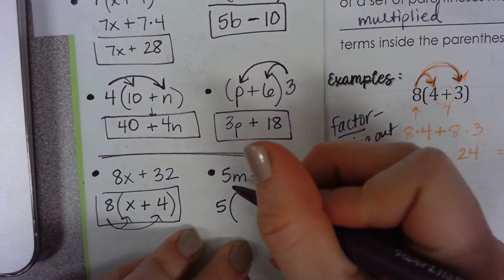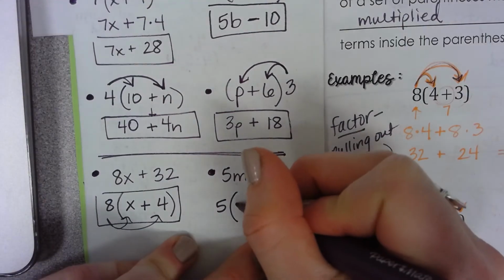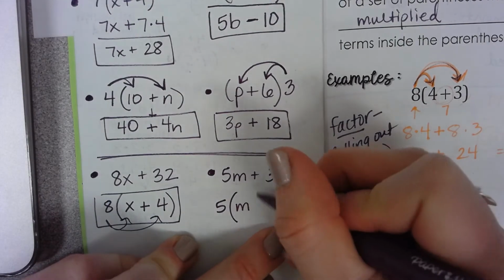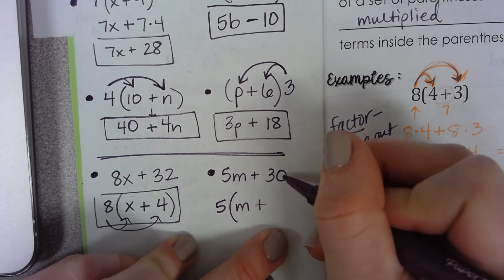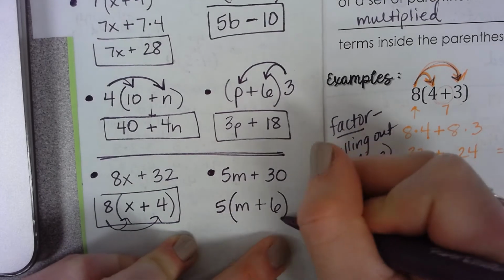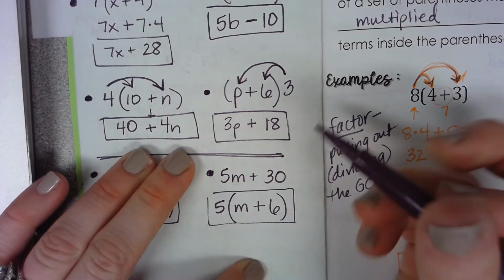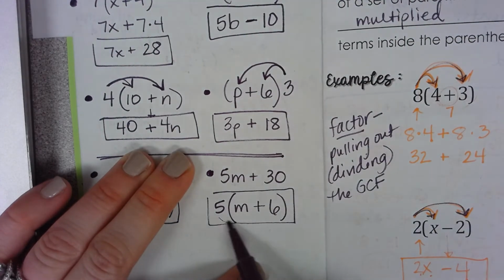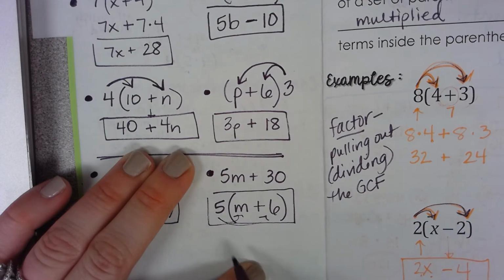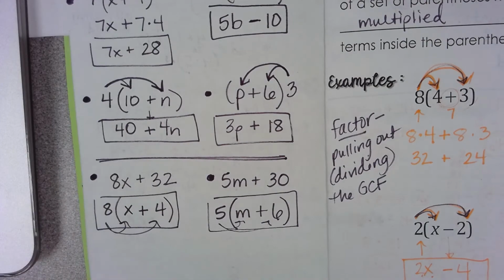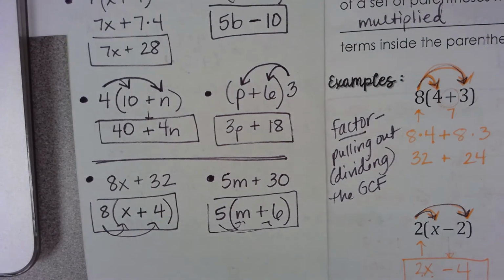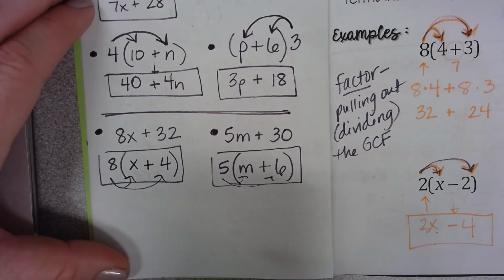So when I divide 5m by 5, I'm left with m, and then my sign stays the same, and I divide 30 by 5, and I get 6. So 5m plus 6 is my expression, and I can double check, use the distributive property, draw in my arrows. 5 times m is 5m, plus 5 times 6 is 30. Okay, now let's do another problem here.